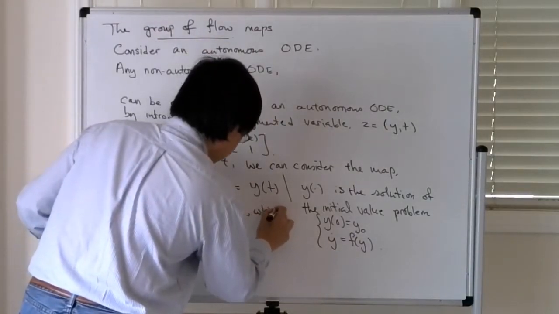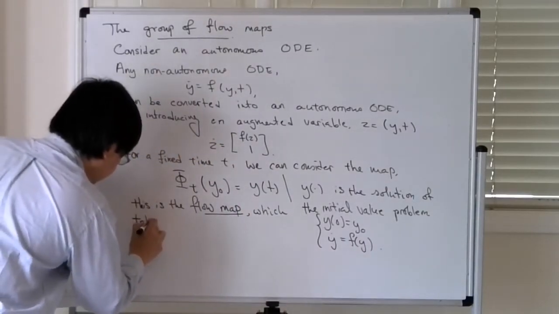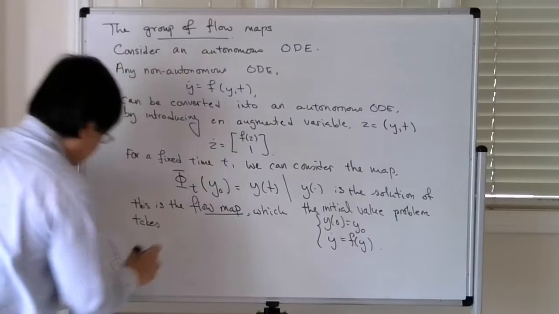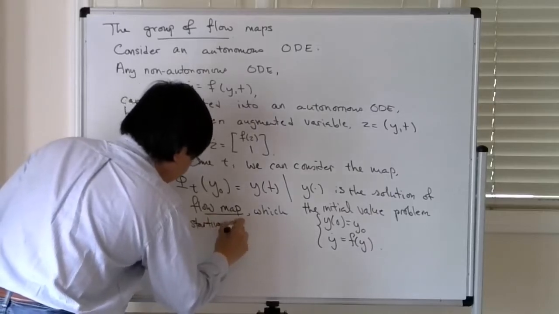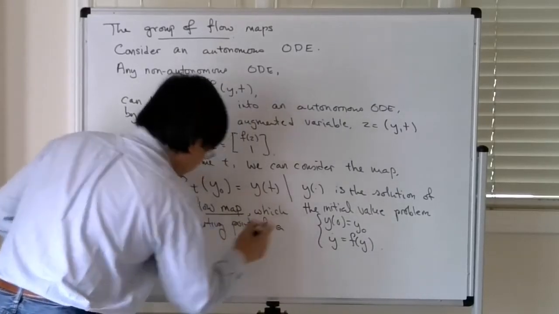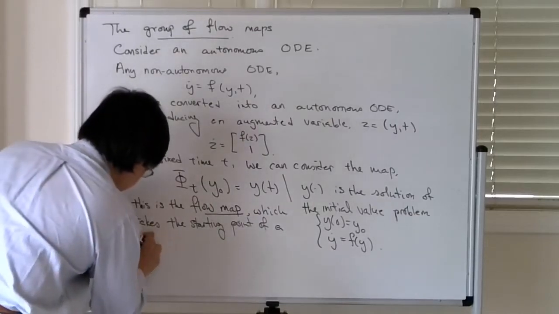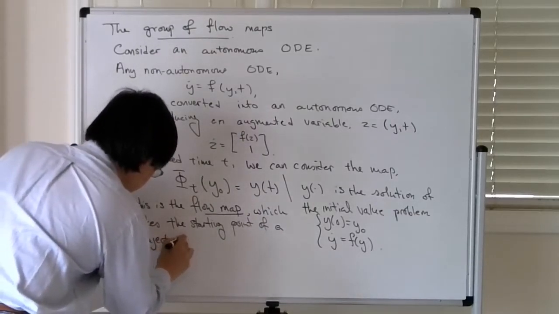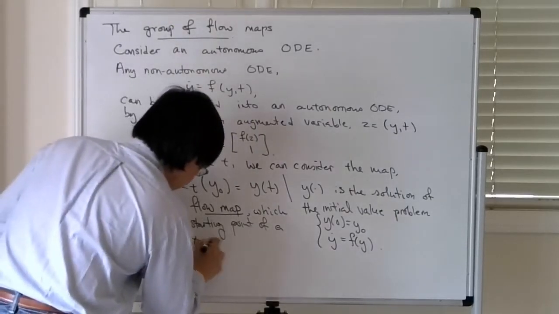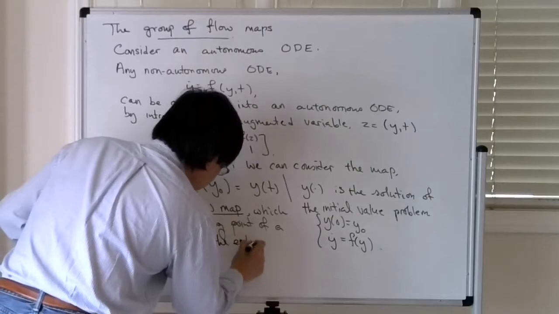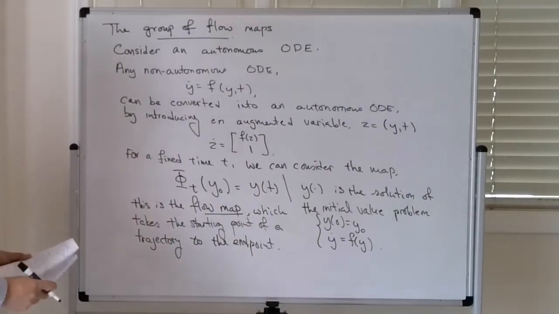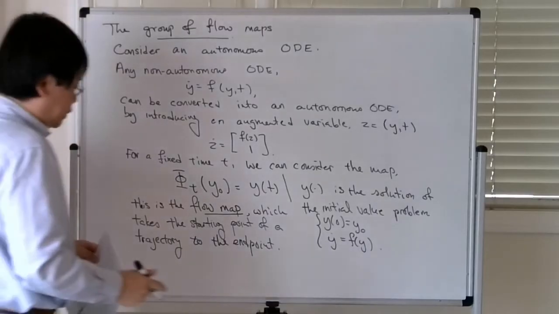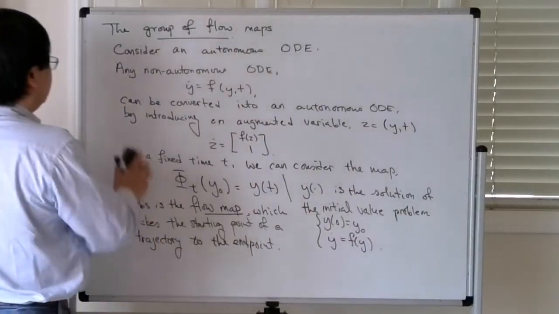Which takes the starting point of a trajectory to the endpoint. Okay, so it's a way to, again, map initial data to the solution at some later time. Okay. All right, so let's look at a few examples of flow maps.